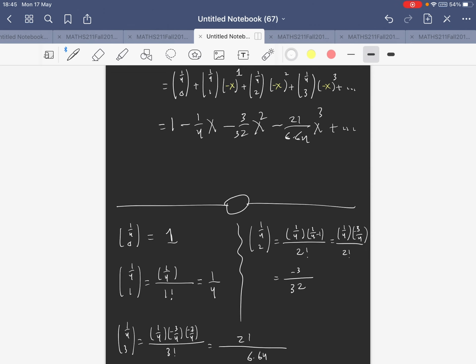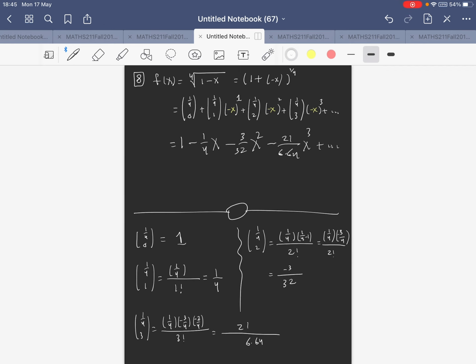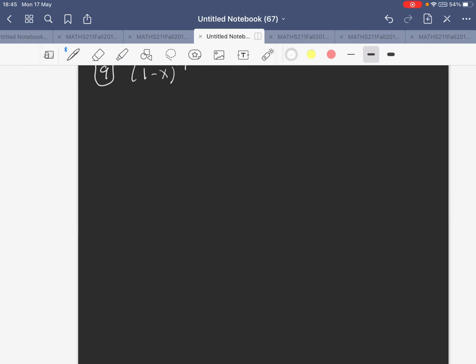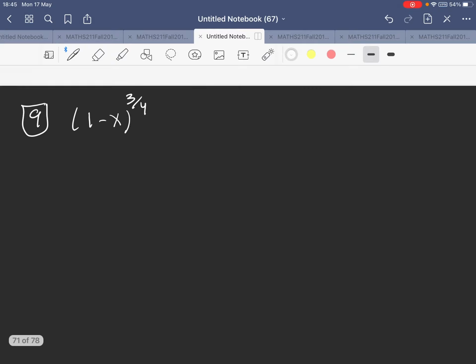And that's what we need to do here in the binomial series. Very easy, very simple. You just need to find those using the calculator in the right way. I'm sure this is even easier.